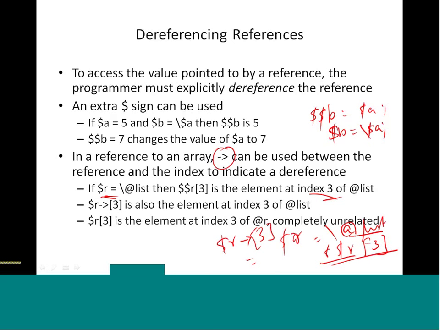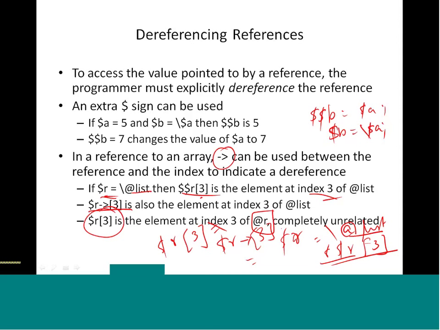But if you just say $R[3], this is not the same as any of this, this or even this. The reason is $R[3] is actually the third element, or actually in this case it's the fourth element of another array named @R, and that's completely unrelated to this one, which is actually the @list.